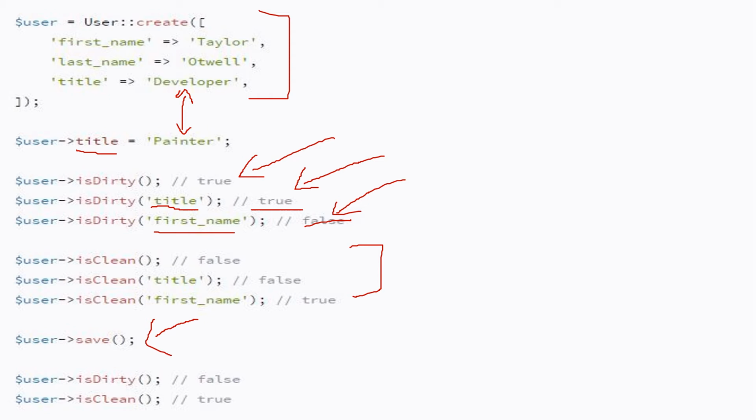After saving the model, we again call the isDirty and isClean methods. Then we do not perform any updation after saving it. Then they return the values false and true, because there is no updation or insertion performed after saving it.